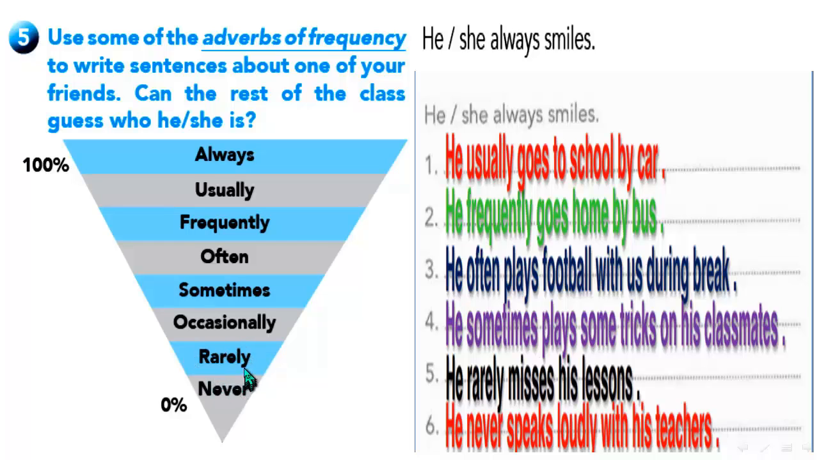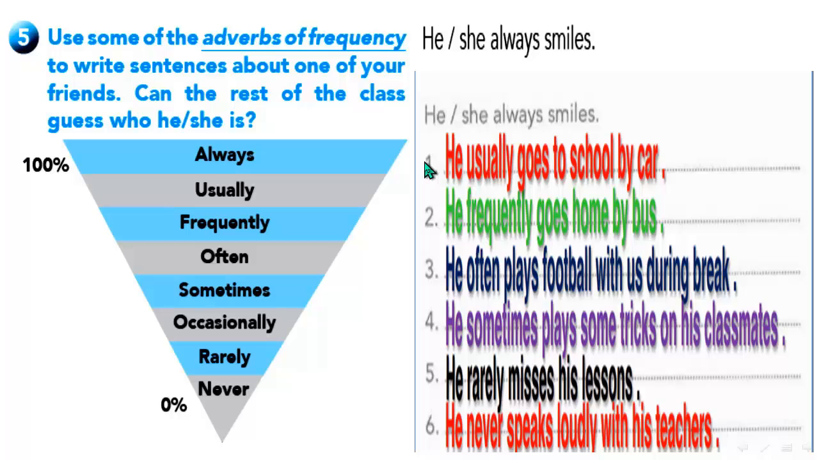Rarely. After that, occasionally. Then sometimes, often, frequently, usually, always. Always here is 100%. We can say usually 90%. Frequently maybe 80%. Often 70%. Sometimes 60%. And so on. Look at the first example here: he or she always smiles.